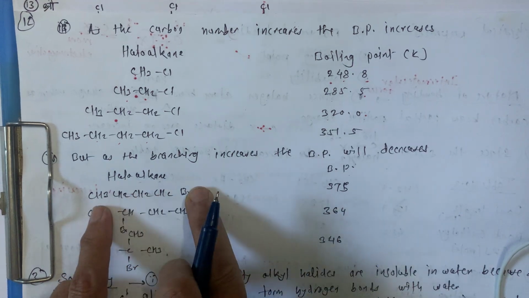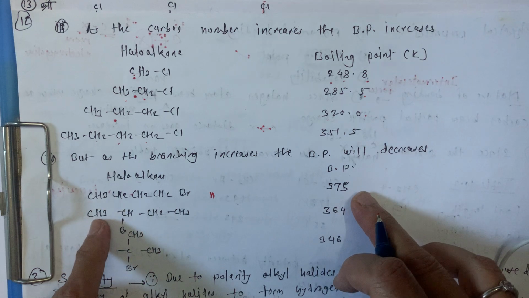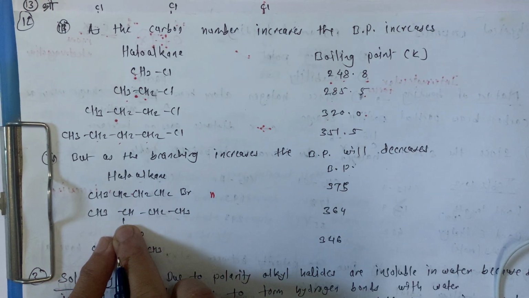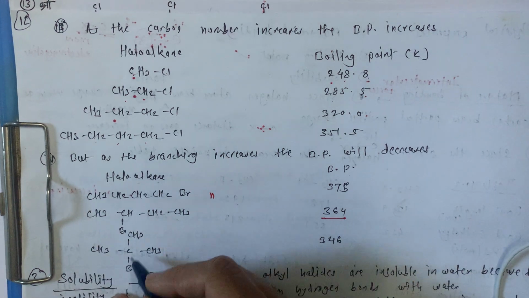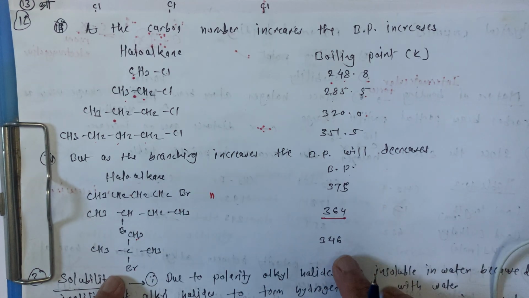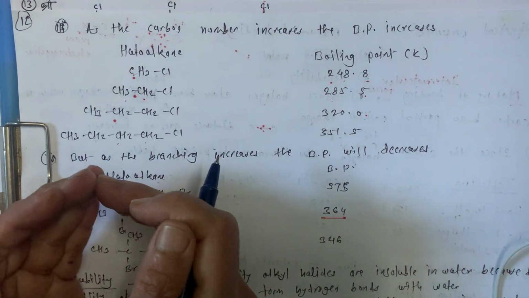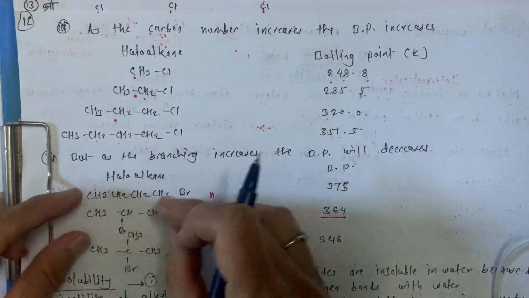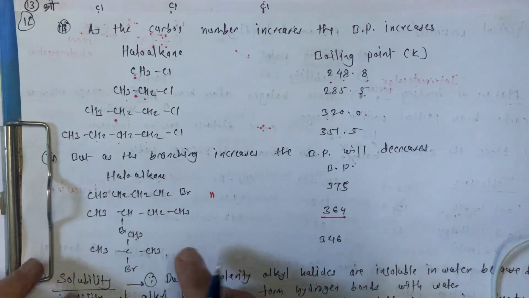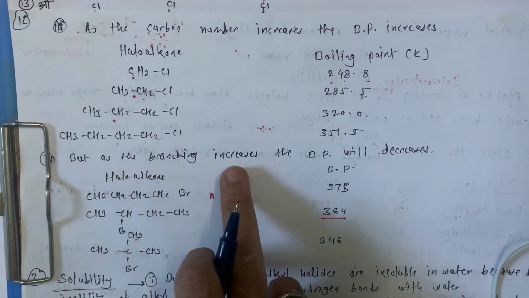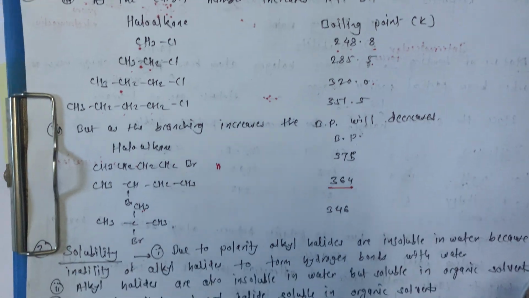See here, this is a straight structure, n-structure. The boiling point is 375. If there is one branch, then the boiling point is 364, lower than that. If there are two branches, then the boiling point is even lower, that is 346, because it requires very little surface. This requires more surface and this requires more surface than that, and that's why as branching increases, the boiling point decreases.